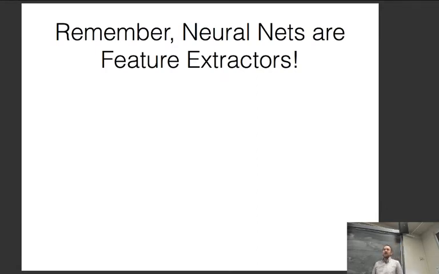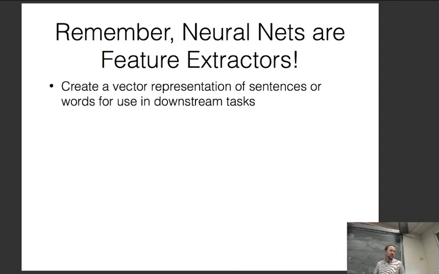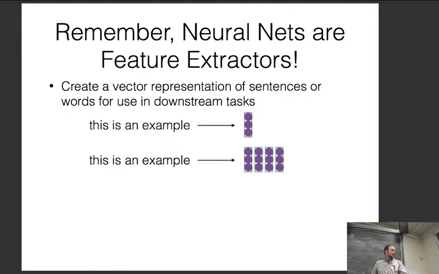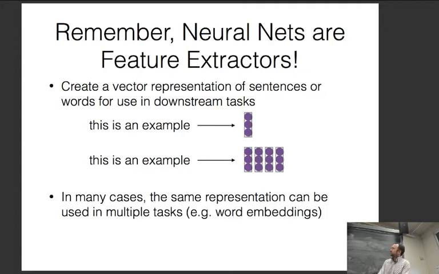When we're talking about multitask learning, we need to remember that neural networks are feature extractors, so they create some sort of vector representation of sentences or words for use in the downstream task. It could be a single vector representation for the sentence, or a single vector for each word. But we might create those vectors using a complicated encoder. And in many cases, we can use the same representations in multiple tasks.